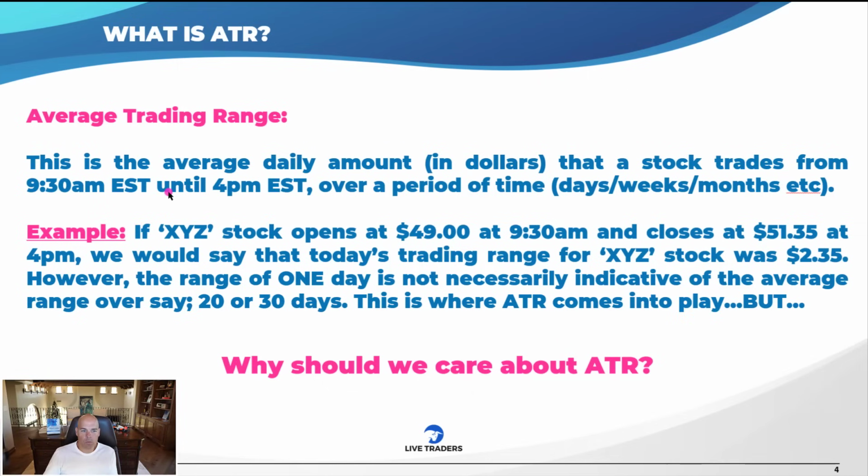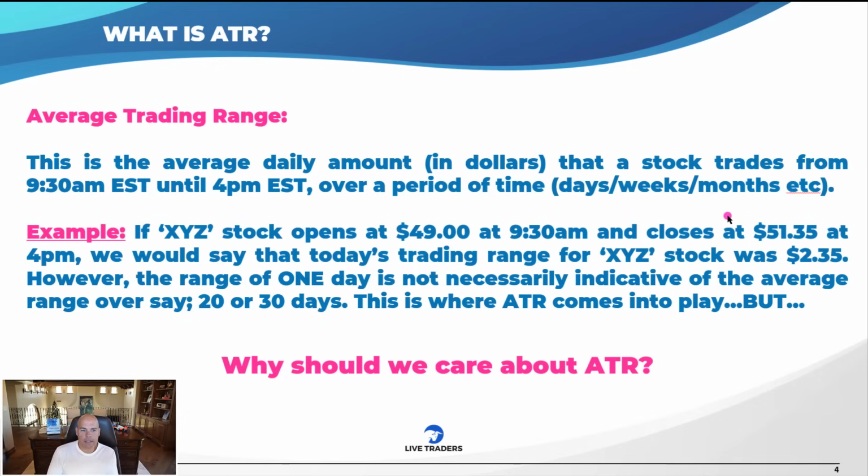Average trading range. This is the average daily amount in dollars that a stock trades from 9:30 Eastern until 4 p.m. Eastern. That's the market hours over a period of time, days, weeks, months, right? And that days, weeks, months can change. You could say, hey, what's the ATR for the last year? What's the ATR for the last week?